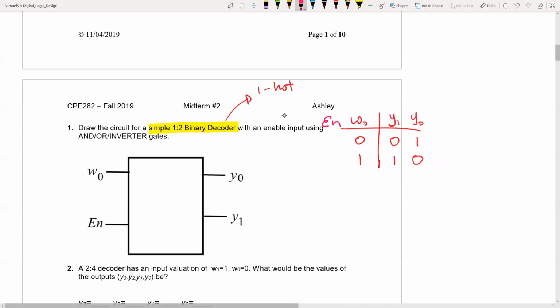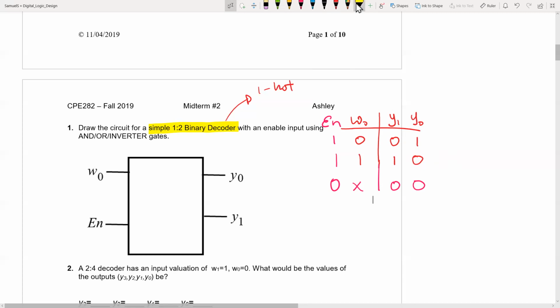The idea is if the decoder is enabled, then it will operate in the exact relationship that we just described. If it's disabled, as in if enable is equal to 0, then we don't care what W naught is. We're just going to make both outputs 0. So this is the disabled state. Make sense? Okay, that makes sense. Good. So we're going to build this circuit now.